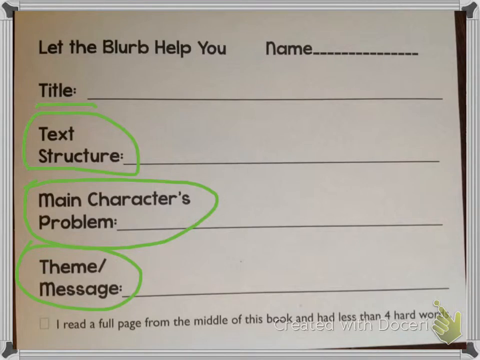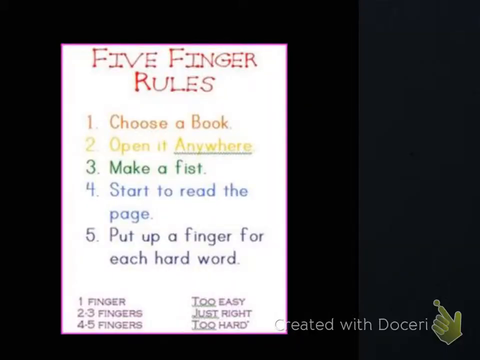Now, in order to know that this is a good fit book for you, I want you to use the 5-finger rule. You may not choose a book if it doesn't pass the 5-finger rule. Let's review what that is. All right, so you're going to choose a book and open it up to anywhere. So anywhere in the middle. I don't want you to choose the first page. Anywhere in the middle. Make it flat and start to read the page. I want you to read a full page, not just a page that only has a few words on it.